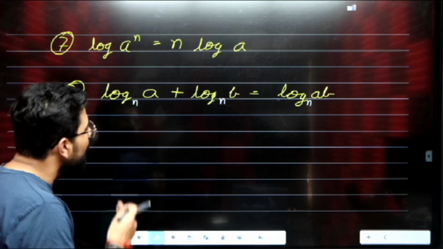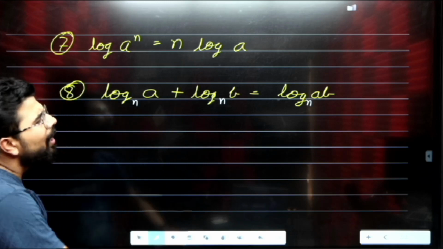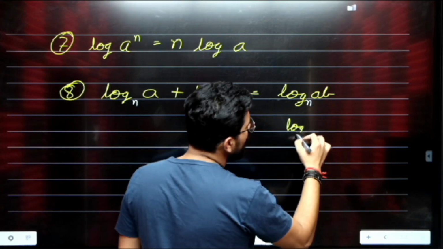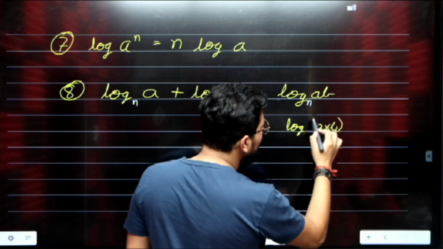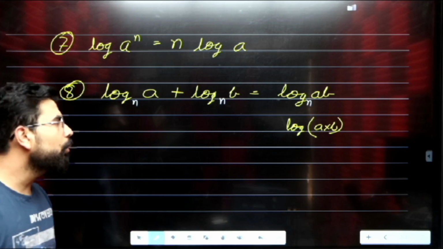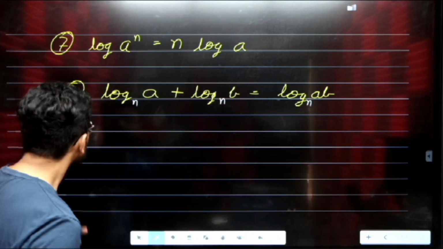So can I say that log a plus log b is log ab? Yes or no? Yeah. We know that this is nothing but just log a into b. This can be written like this as well. Sometimes this creates confusion. I don't know why, but some people get confused in this thing as well. Okay. Ninth property.